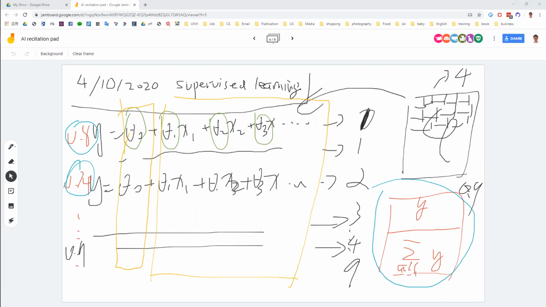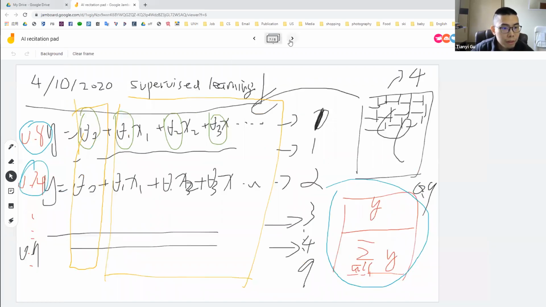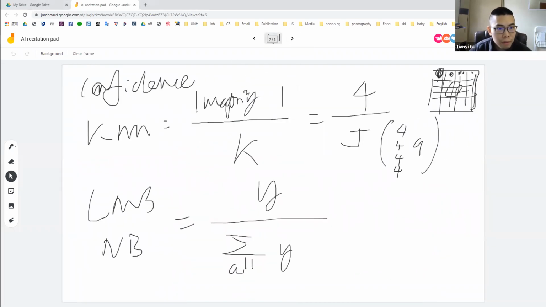You are showing a wrong slide. Oh, all right. Here. This thing doesn't synchronize very well.